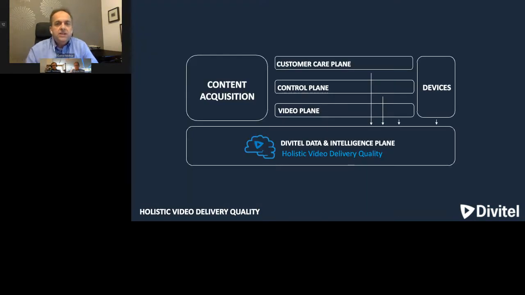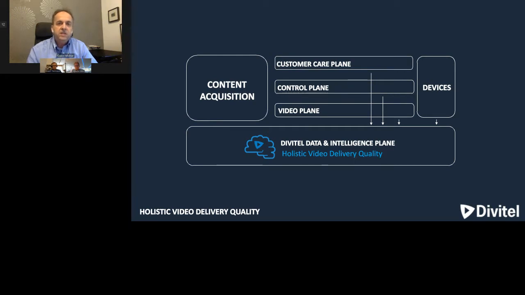The best way to understand an end-to-end ecosystem performance is to unify all data from the customer care plane, from the control plane, and from the video plane, and put all of them into a plane that we would call the data and intelligence plane. From this data and intelligence plane, it then becomes possible to explore the performance of processes through the entire ecosystem and through all the components. And with this, and only with this, it becomes possible to monitor key metrics and correlate events.